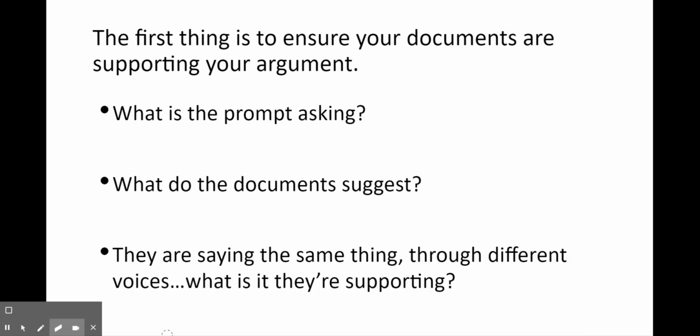And then, of course, lastly, they are saying the same thing throughout different voices. What is it they're supporting? And again, this is where you're going to start to see documents rhyming with each other. Okay, so keep that in mind.